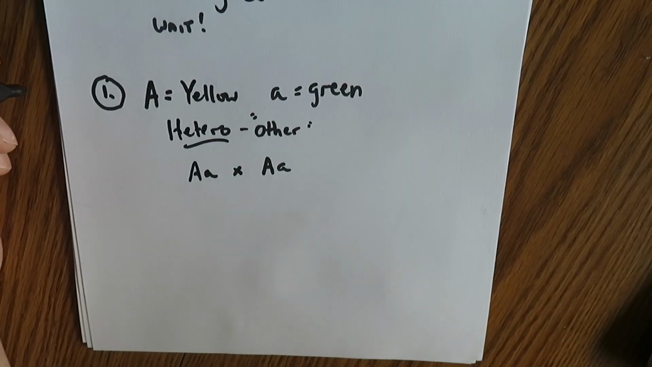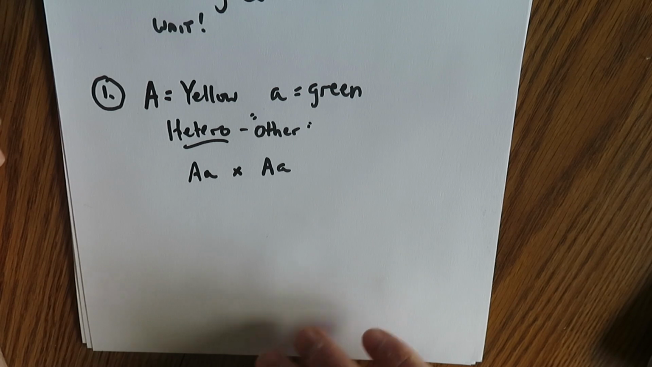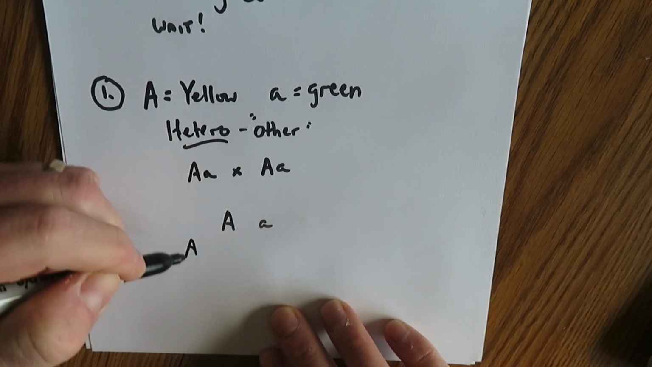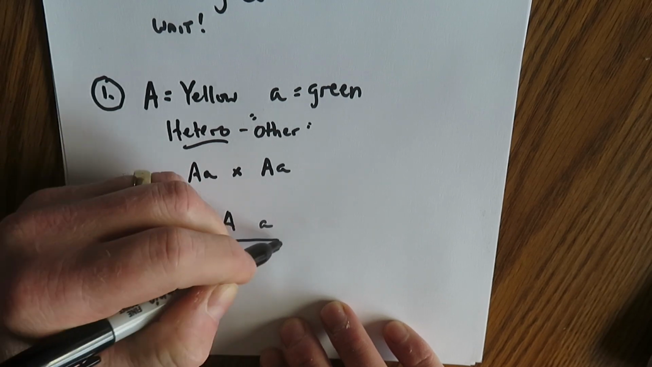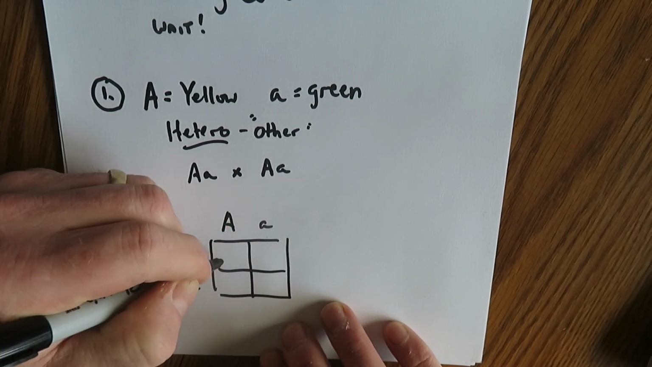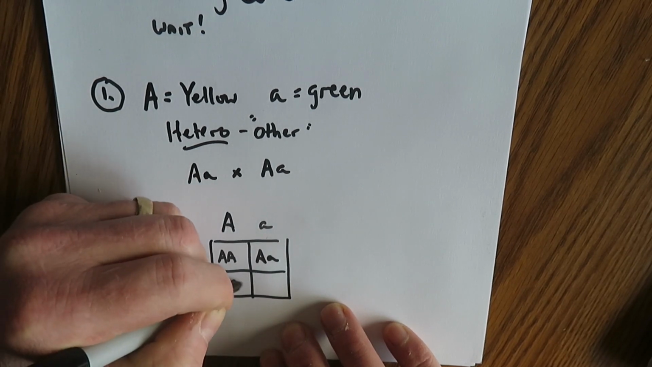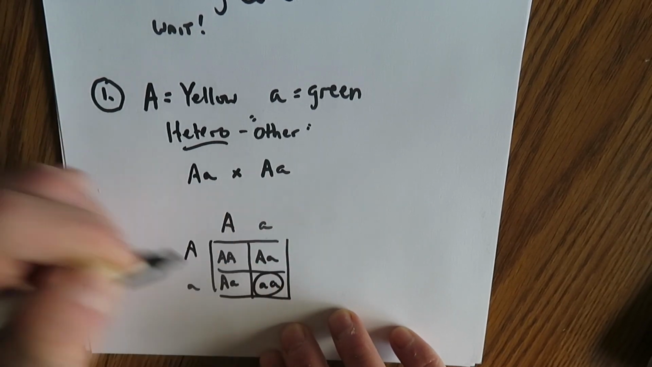Remember, hetero means other. So heterozygous would be one yellow, one green allele, big A, little a. And we cross that, big A, little a, with big A, little a. Remember that the big A is an allele found on one sex cell, and the little a is an allele found on the other. And when we bring the two together, we're fertilizing those eggs.